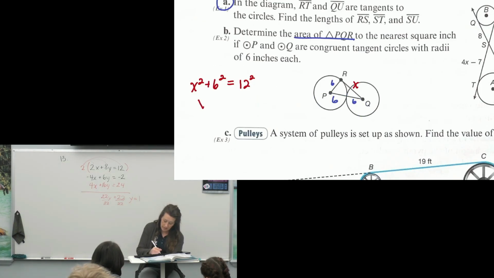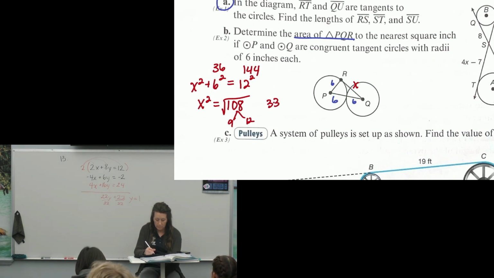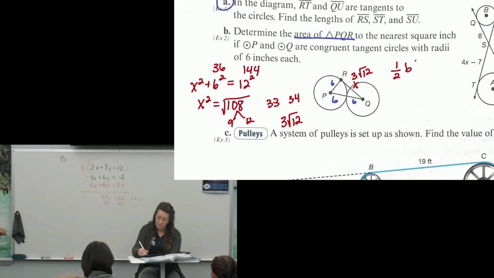So then x squared equals, this would be 36, this would be 144. What is it? 108? Square root of 108? No, that's not a perfect square. That's a 9 and 12, so that's a 3 and 3. The 3s can get out, and then the 3 and 4 would stay in. So it would be 3 roots of 12 as our base. So then half the base times the height for our area. What is the height? 6?